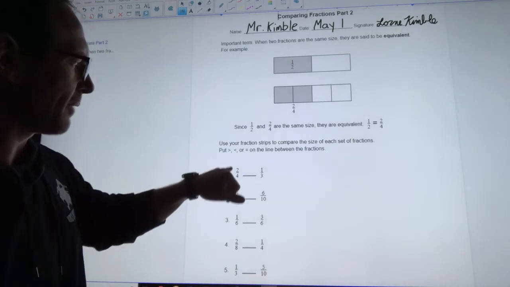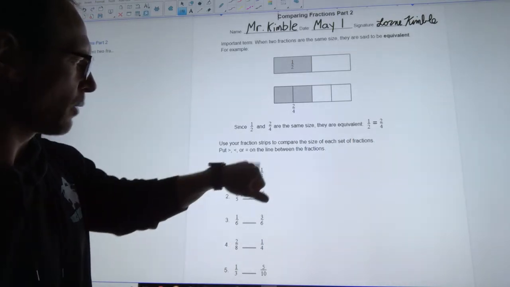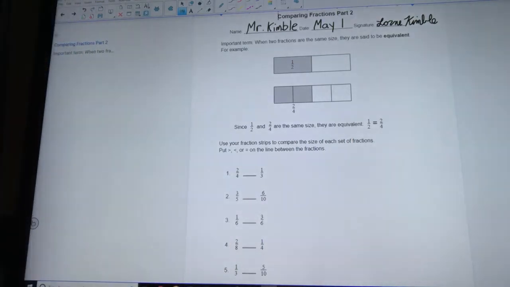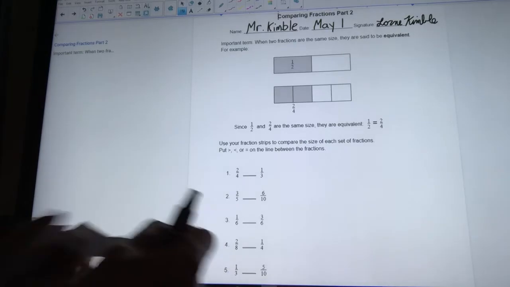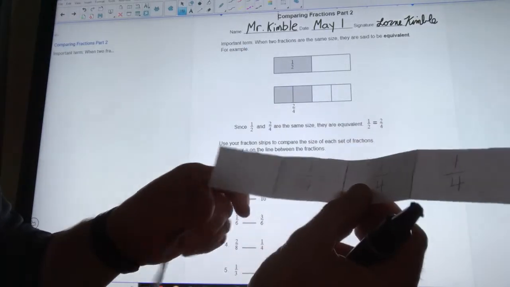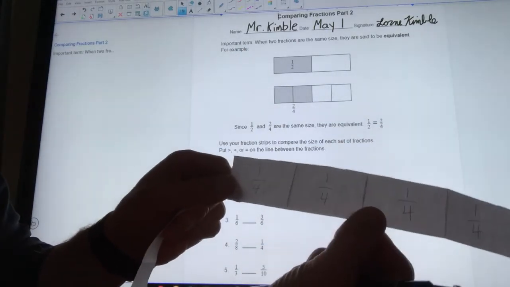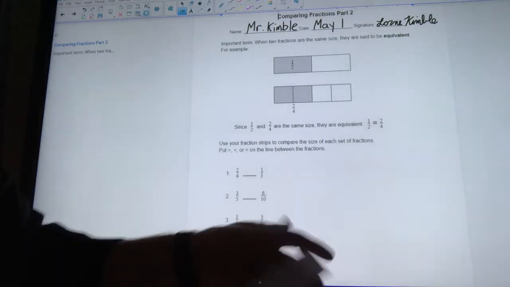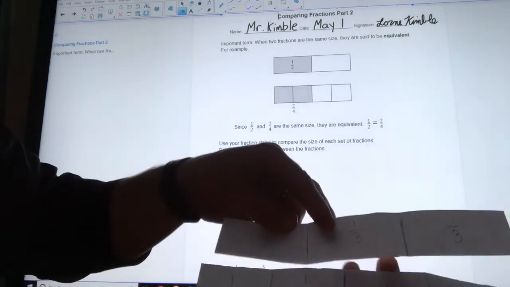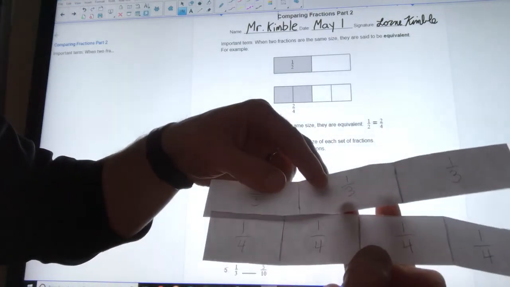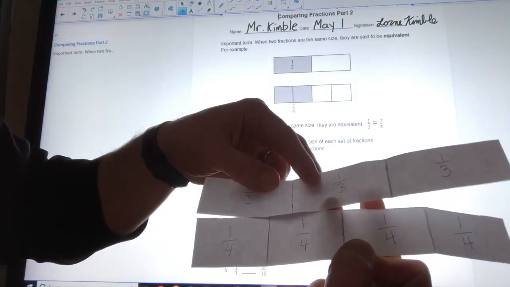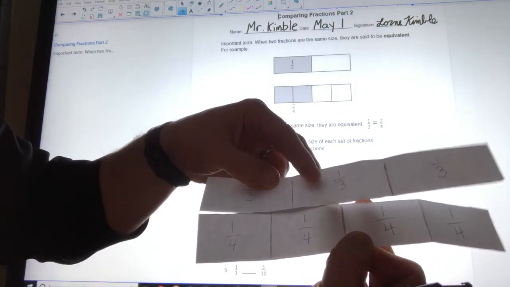So for example, if I have 2/4 and 1/3, I would take my fourths and I would look at how big 2/4 is. And then I'd look at my third and look at how big 1/3 is. And I see that 2/4 is bigger than 1/3.